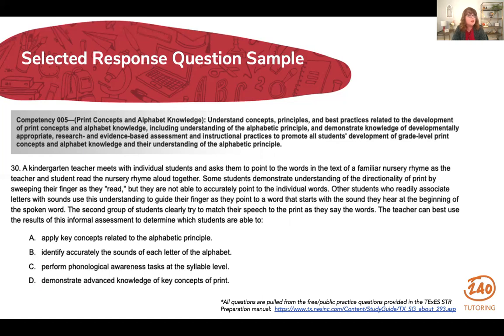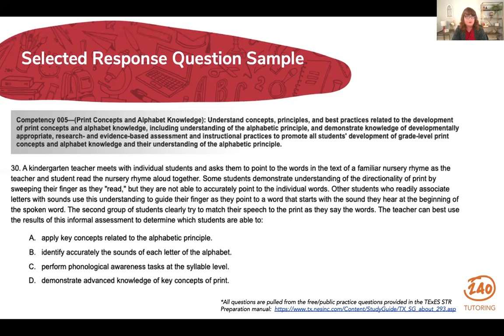The teacher can best use the results of this informal assessment to determine which students are able to A, apply key concepts related to the alphabetic principle, B, identify accurately the sounds of each letter of the alphabet, C, perform phonological awareness tasks at the syllable level, or D, demonstrate advanced knowledge of key concepts of print.